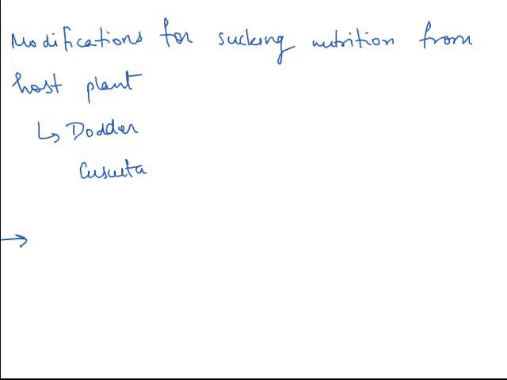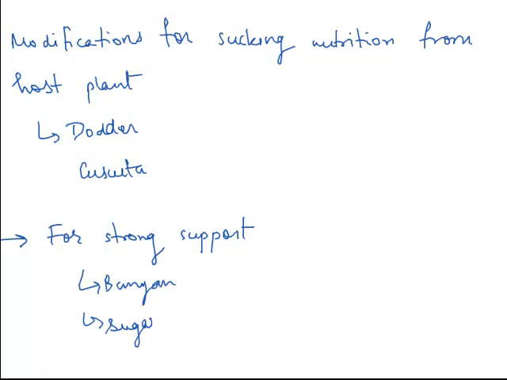There are other modifications also for strong support, like we saw the prop roots. Roots develop from tree branches, hang downwards, and ultimately penetrate the ground, thus supporting heavy branches like in the banyan tree. Then there are stilt roots, extra roots developing from nodes near the base of the stem, growing obliquely and penetrating the soil, giving strong anchorage like in sugarcane.